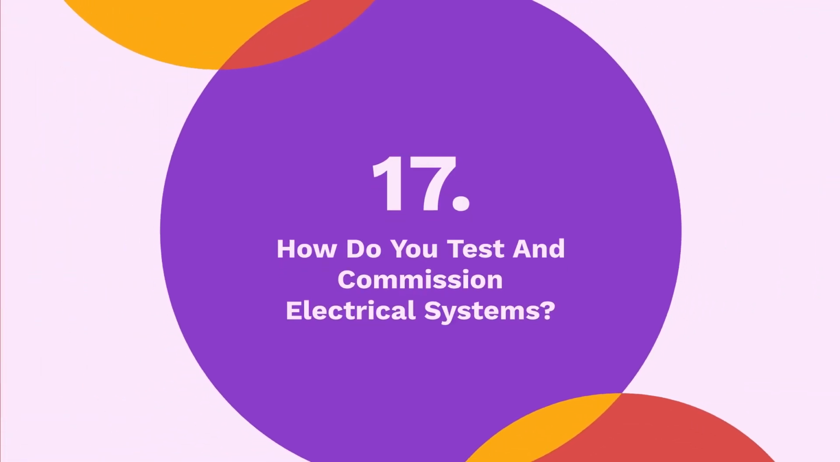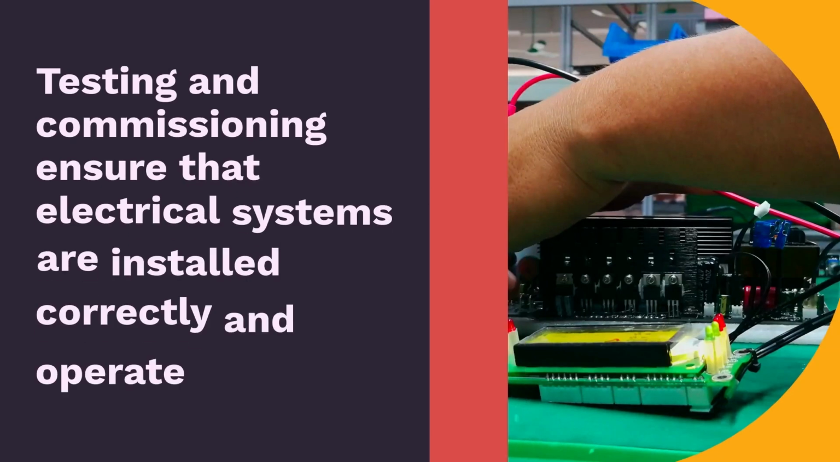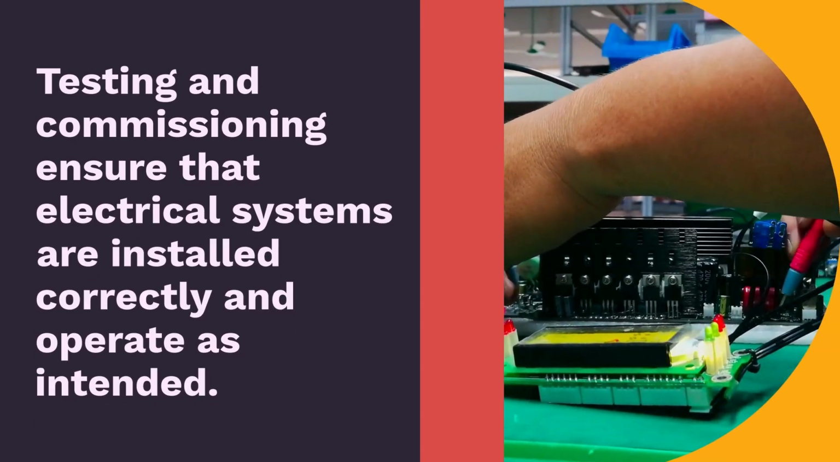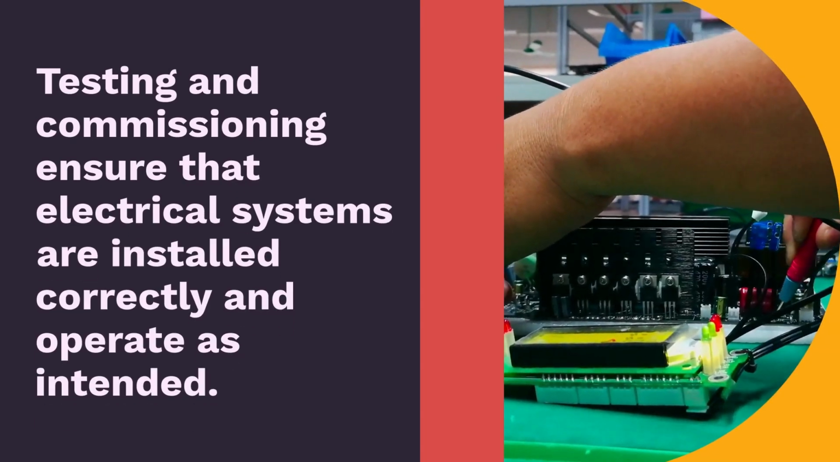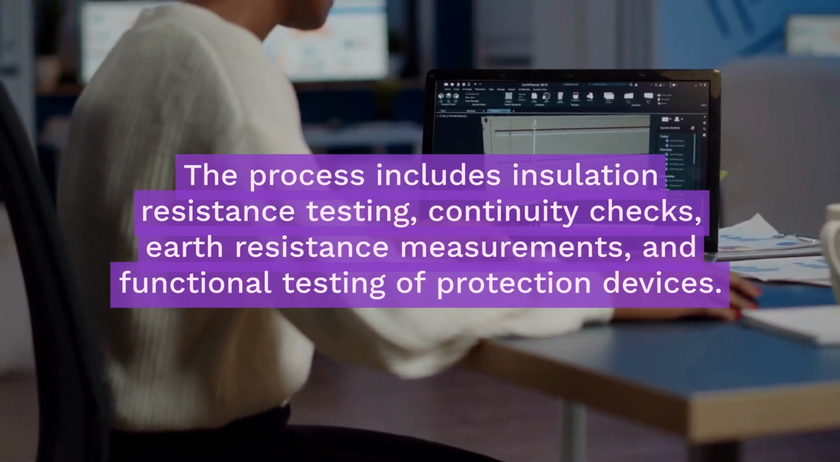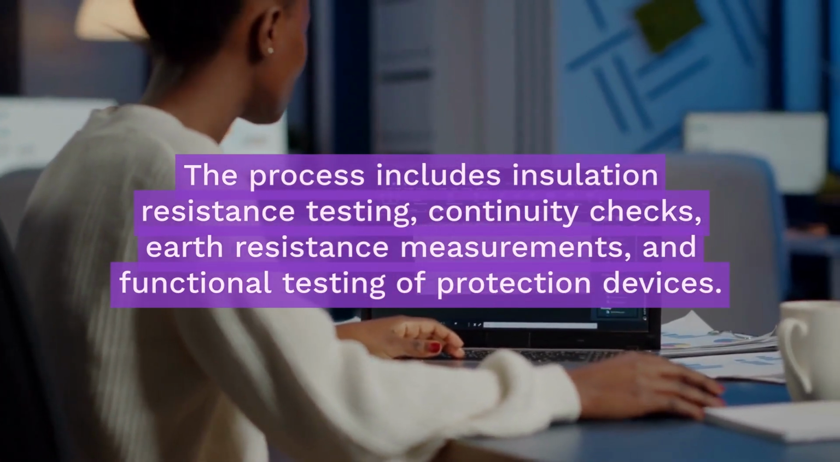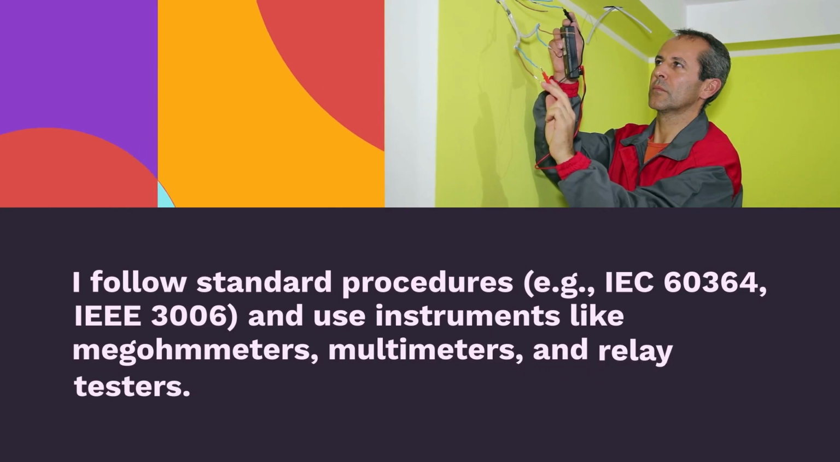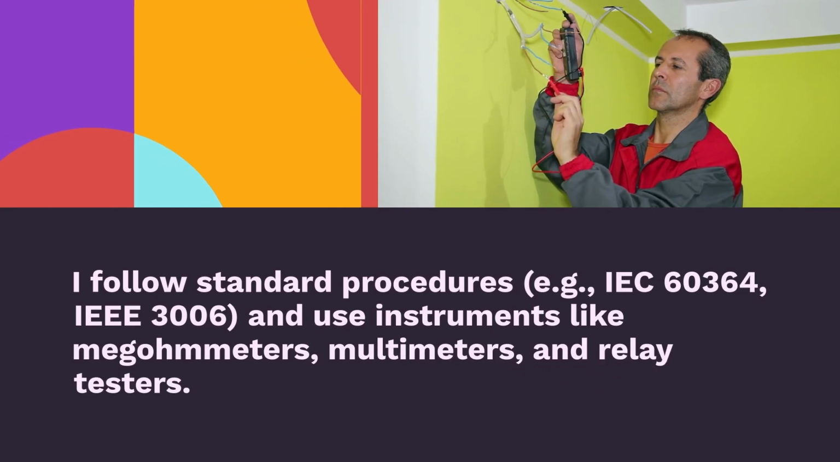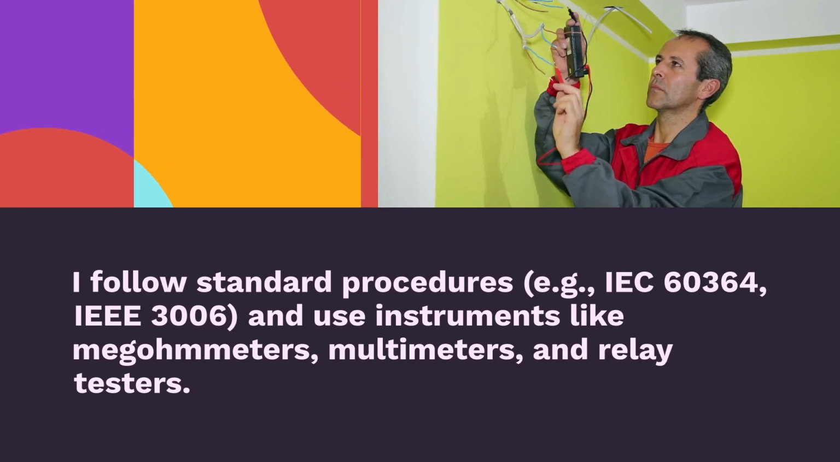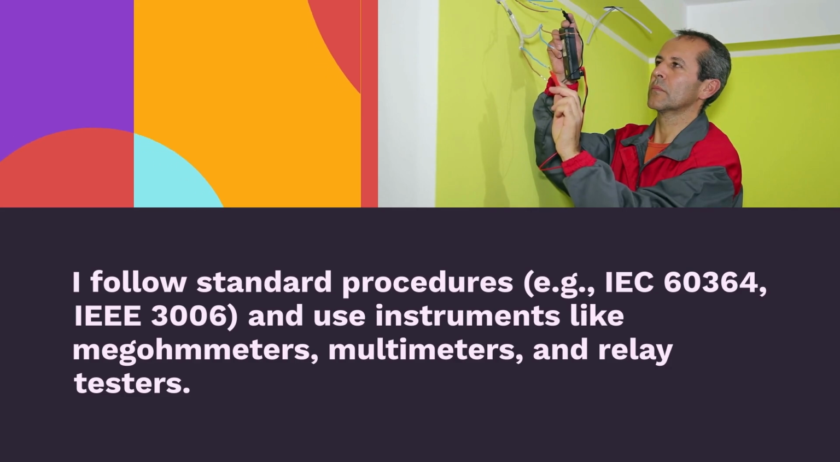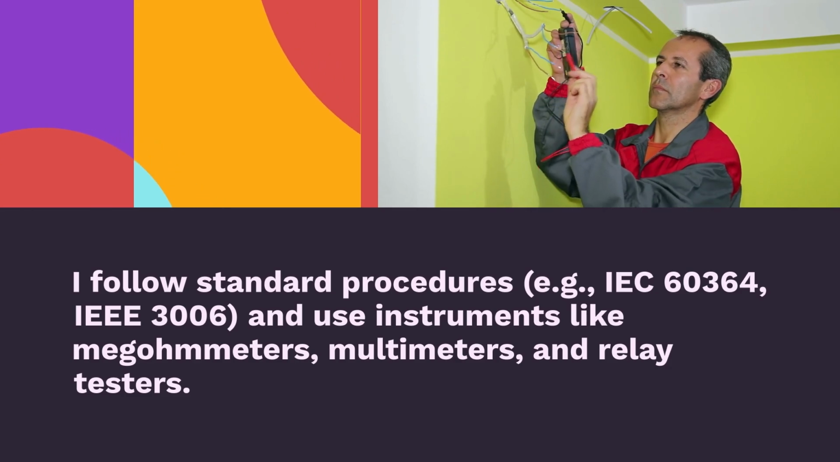17. How do you test and commission electrical systems? Testing and commissioning ensure that electrical systems are installed correctly and operate as intended. The process includes insulation resistance testing, continuity checks, earth resistance measurements, and functional testing of protection devices. I follow standard procedures, e.g., IEC 60364, IEEE 3006, and use instruments like megohmmeters, multimeters, and relay testers.